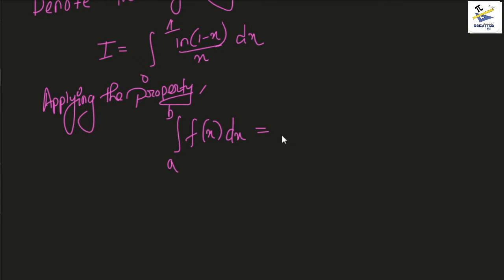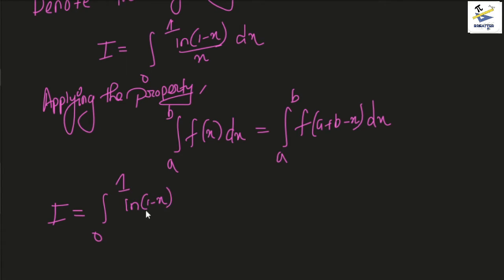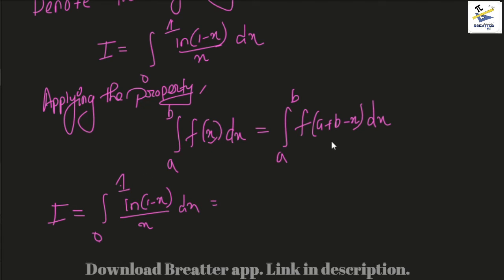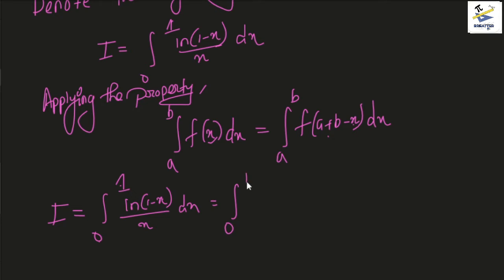So the integral from a to b of f of x dx would be equal to the integral from a to b of f of a plus b minus x dx, right? So this is basically the property that we are going to apply. To apply this, we see that I is equal to the integral from 0 to 1 of ln of 1 minus x by x dx, and you can see a is 0 here, b is 1 here, so a plus b is basically 1, and replacing x by a plus b minus x here means replacing x by 1 minus x, right? So you have to replace all the x's by 1 minus x. That is what the property tells us to do.